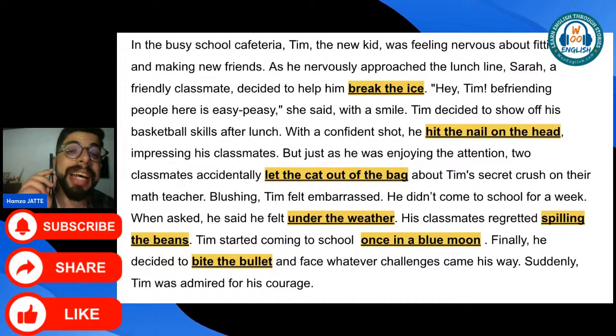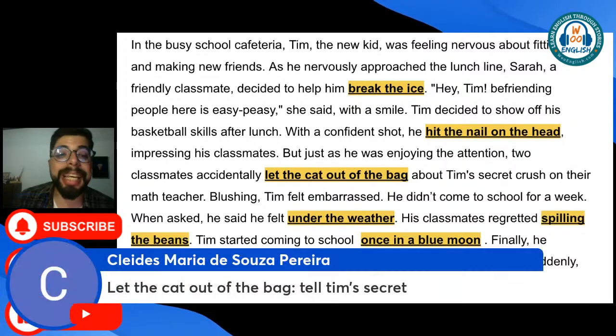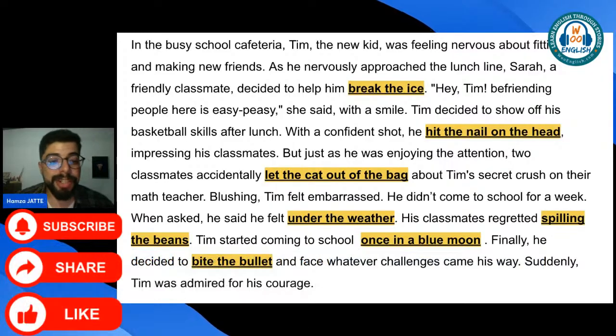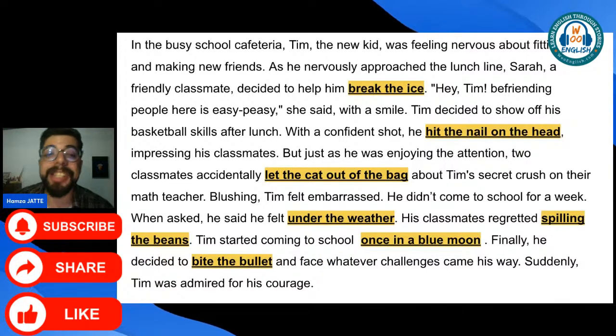So we are learning these 7 idiomatic expressions. Maria already could guess one of the meanings. So Maria said to let the cat out of the bag is to tell a secret. So to let the cat out of the bag is to tell a secret. That's a very good guess.